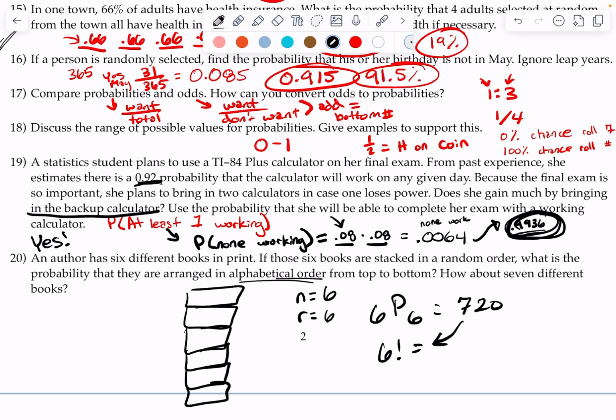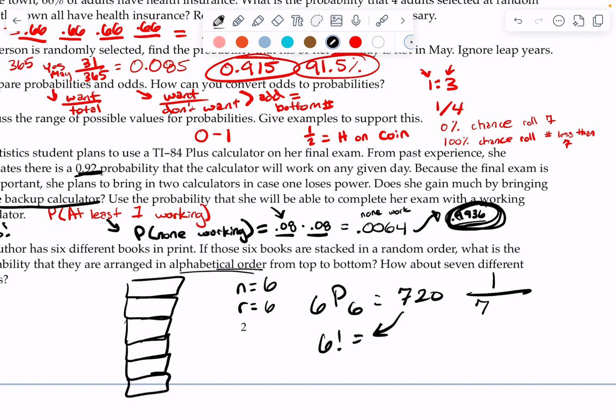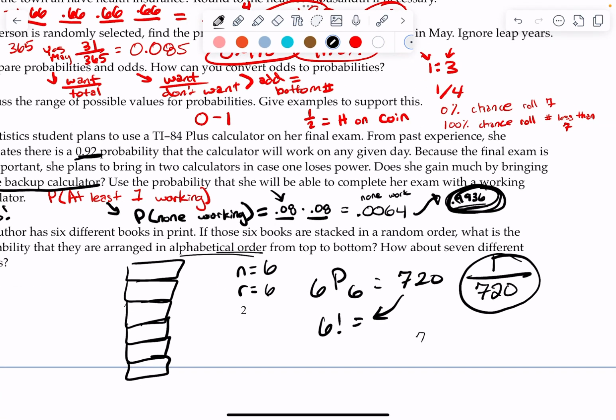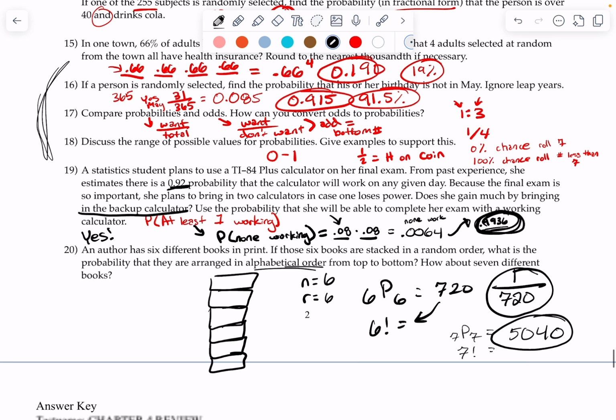What is the probability that they're arranged in alphabetical order? There's one combination in alphabetical order out of 720. How about 7 different books? If I do 7 different books, it would be 7P7, or 7 factorial, and that's going to be a lot more combinations. It would be 720 times 7, which is 5040, so the probability is 1 over 5040. It gets exponentially higher if you do more books, because there are that many more combinations.